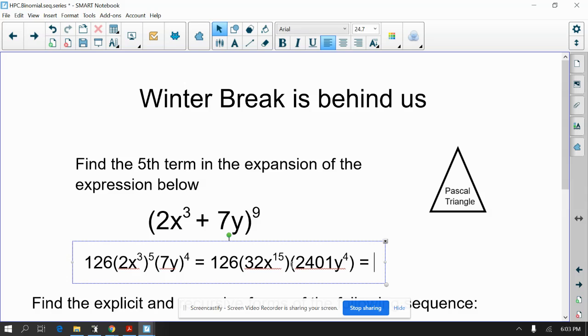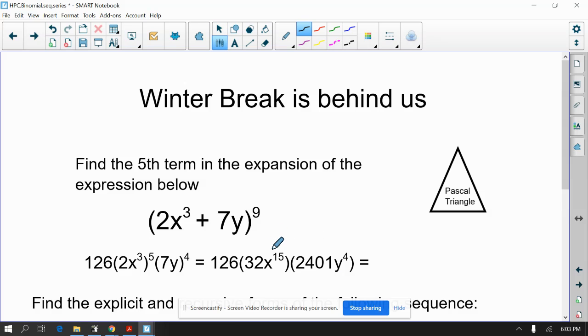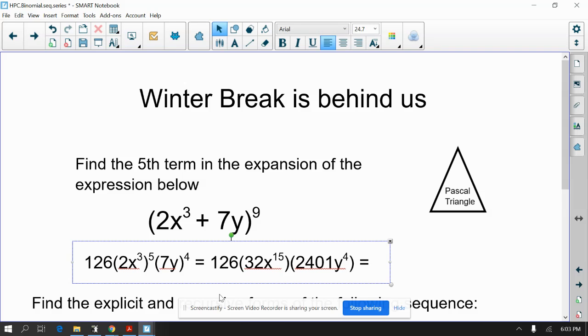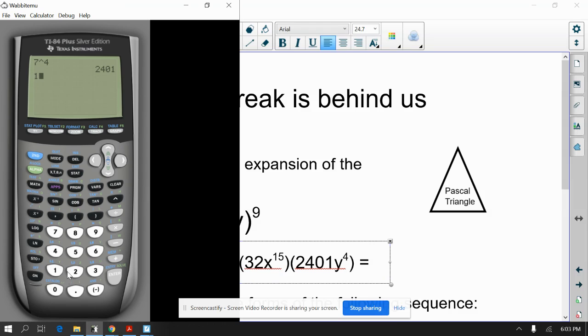And multiplication is commutative. So what I can do, I'm not going to do it, but what's really going on here is that you can switch these 2 numbers, x to the 15th and 2,401. You can switch those because multiplication is commutative. And what you would end up having is 126 times 32 times 2,401. And we go to our calculator, 126 times 32 times 2,401. Don't you dare distribute, because distribution is multiplication over addition, and we don't have any addition here. What is that number?